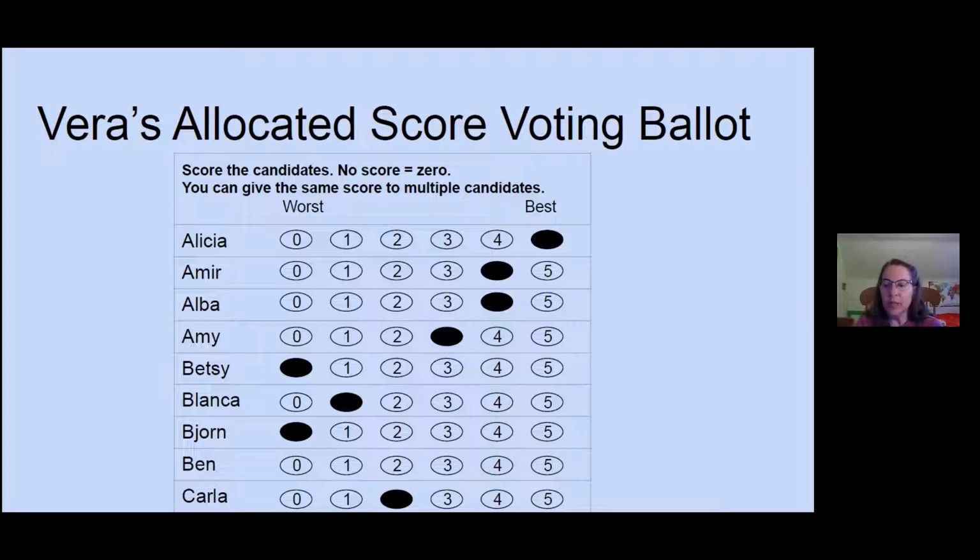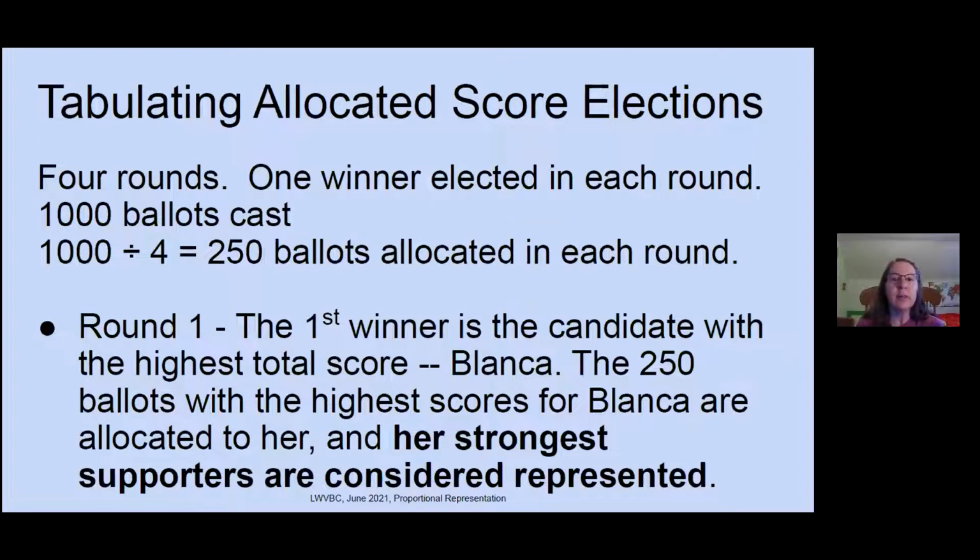So how do we calculate this? Well, you calculate it by rounds. There are 4 rounds and 1,000 ballots. So you take that 1,000, you divide it by 4, and that means that 250 ballots will be allocated in each round of this allocated score election. The first round is easy. You just add up all the scores, see who's got the highest score. In this case, it's Blanca.